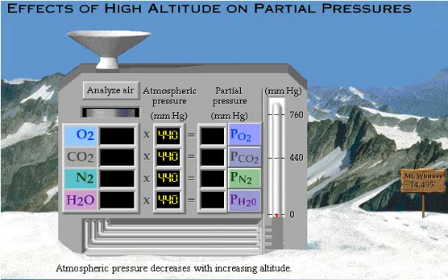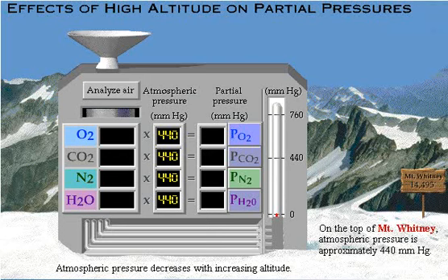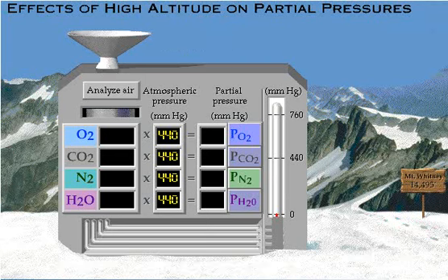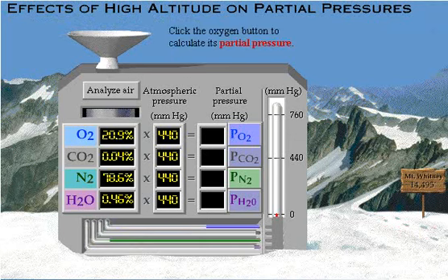Atmospheric pressure decreases with increasing altitude. For example, on the top of Mount Whitney, atmospheric pressure drops to approximately 440 millimeters of mercury. Click the button to collect an air sample at high altitude. Click the oxygen button to calculate its partial pressure.